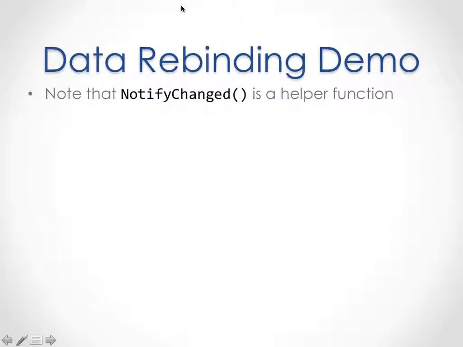So yeah, that notify changed thing is that helper function that we defined at the top that just checks to make sure that something's not null, and then it does all the wrapping inside those big item names, or those big type names.